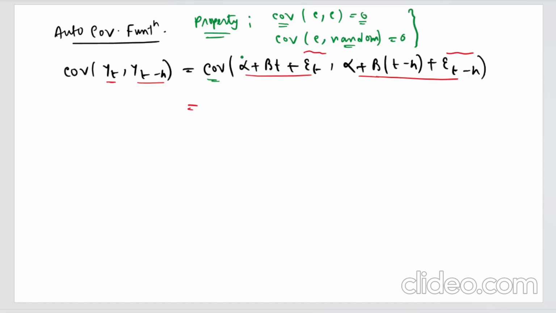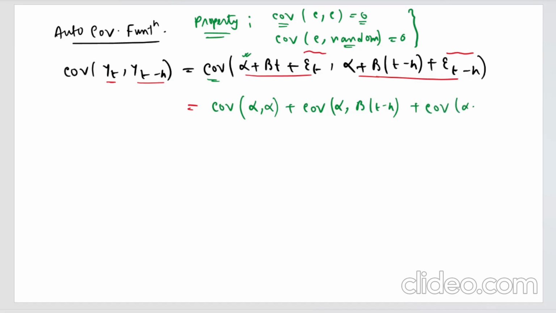So firstly you will take this alpha and combine it with all of these. Just for completeness, I am writing it once; from the next time I will not write this because it doesn't make any sense. Alpha, and then you have alpha here. So firstly you will take alpha and alpha, plus the covariance of alpha and this beta t minus h. So you will find the pairwise covariance, and that will give you your covariance term.